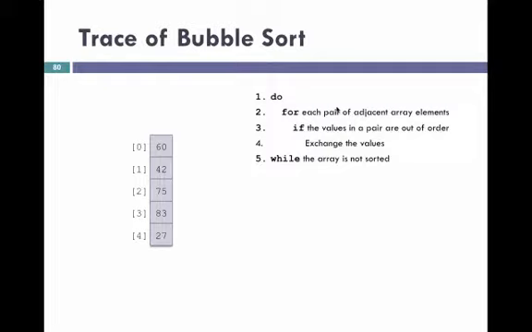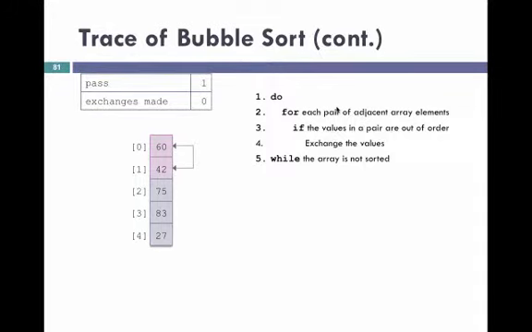Here's an example array that we'll sort using the bubble sort. We'll follow the pseudocode. For each pair of adjacent array elements, if the values in the pair are out of order, then we'll exchange the values. We want the array sorted in ascending order. So the first two values, we'll go ahead and swap them. Then we'll go to the next two values. They're in order. We'll consider the next two values. They're also in order. And finally, we'll consider 3 and 4. They're out of order, so we'll swap them.